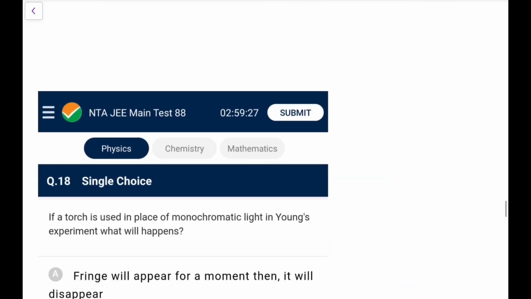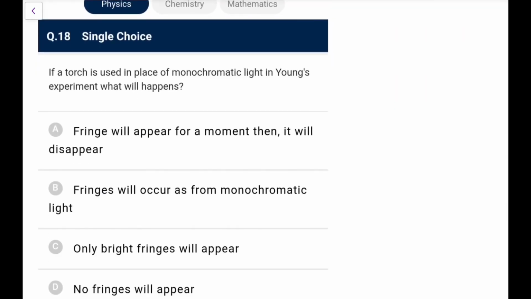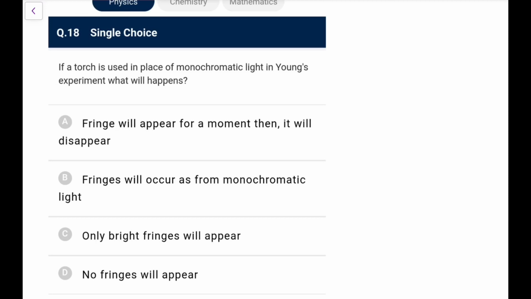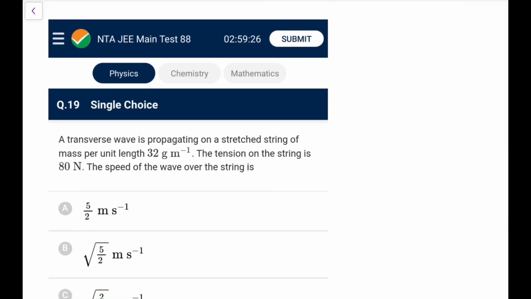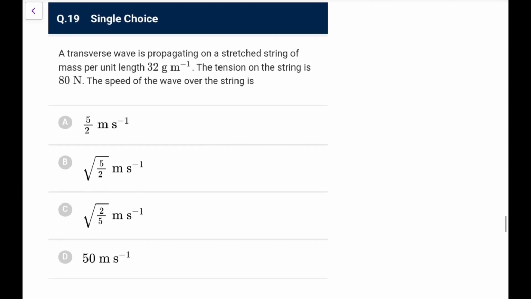Next, if a torch is used in place of a monochromatic light in Young's experiment, it will be multichromatic light, and will fringes appear for a moment? No, it won't appear, and plus the torch light is not coherent, so you won't see any fringes. So no fringes will appear because you need a coherent light first of all.